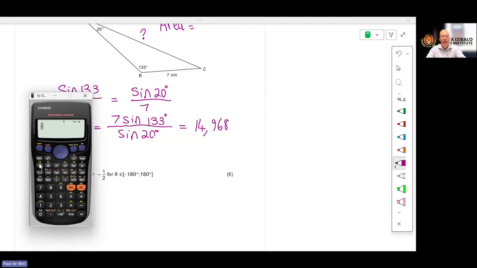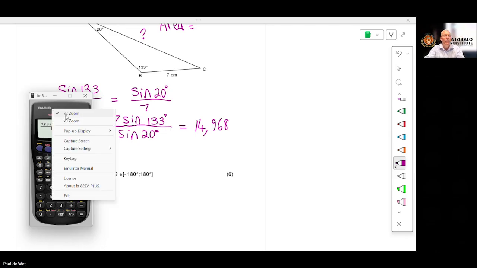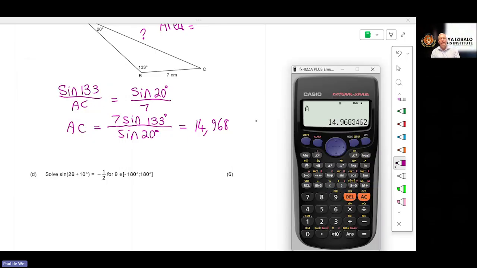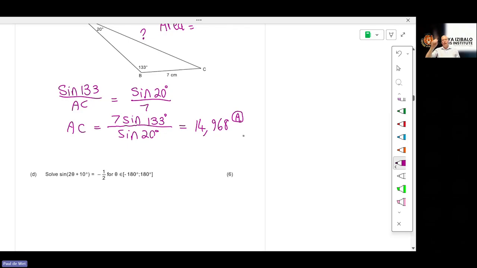I'm going to just quickly do this. 7 sine 133. I'll make this calculator a little bit bigger. It's very small. Over the sine of 20. And there it is. What I'm going to do is shift store A. What that will do is remember that number. If I need that number back, I just go recall A. When I do that in a test or an exam, I do that for myself. That's just reminding me I've got that number exactly in A.